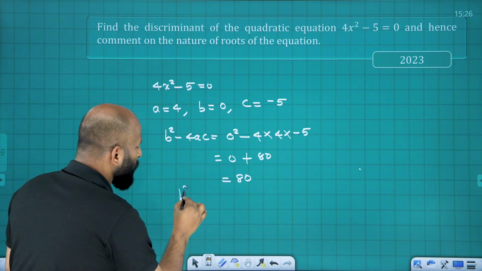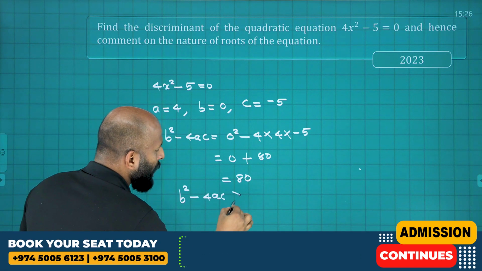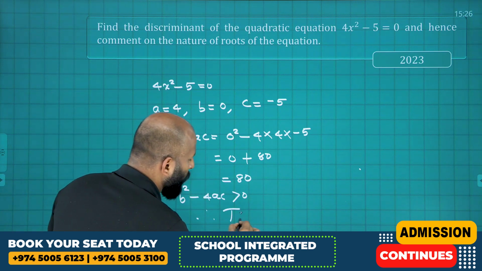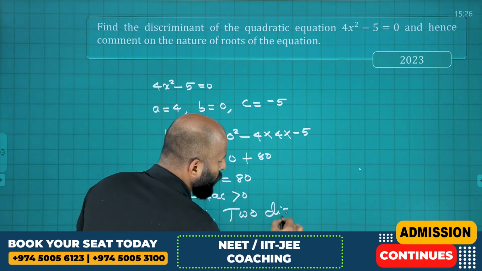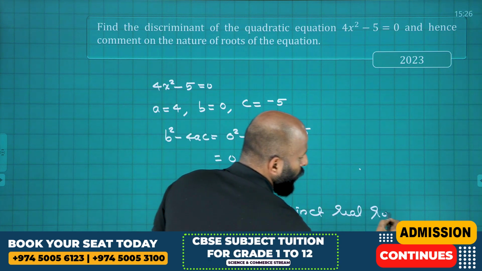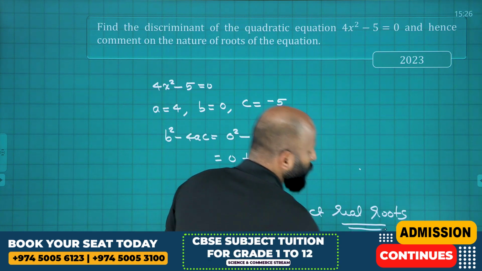So here we can write that b square minus 4ac is greater than 0. Therefore, there are two distinct real roots. Hope all of you understood this question.